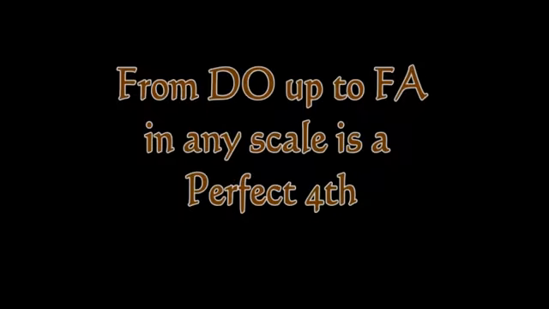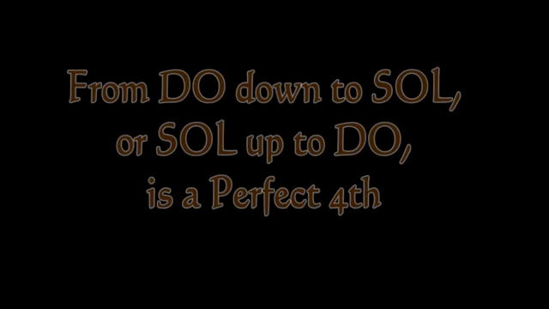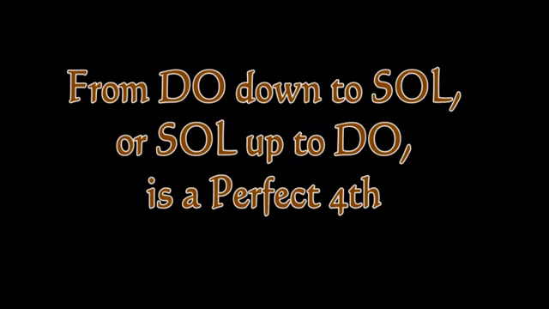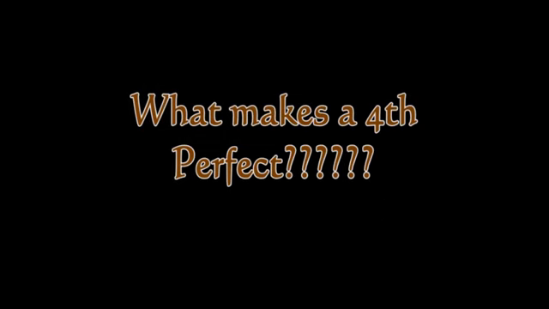We're going to start with fourths and not unisons. I'll explain that at a later time. We already know what perfect fourths are because we've seen them in our scales. From the first note of any scale to the fourth note, from do to fa, is a perfect fourth. Even when we start at high do and come down to sol, at the distance of a fourth, that's a perfect fourth. Now, what makes a fourth a perfect fourth?